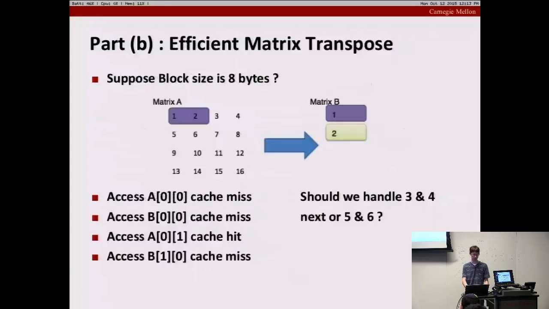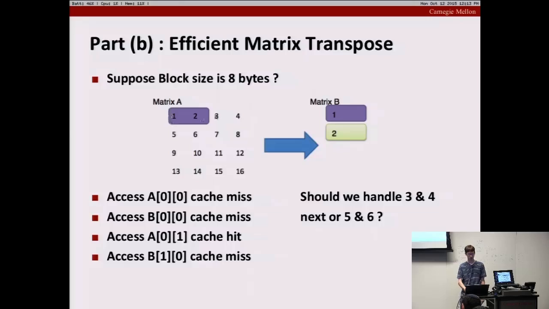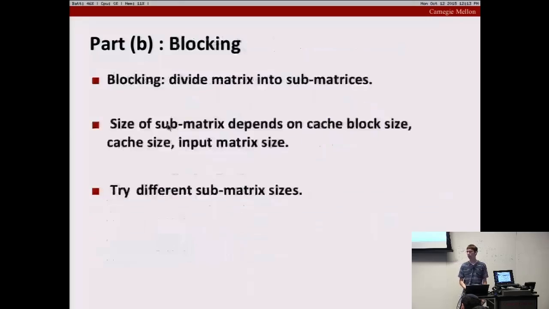And depending on how quickly these things will be evicted and how many bytes we have in our cache block, we might be able to increase the block size and get better performance from that. If this was more than 2, then maybe we'd want to consider something bigger than a 2 by 2. So this is one of the strategies that will be very helpful for you in Part B of Cache Lab.